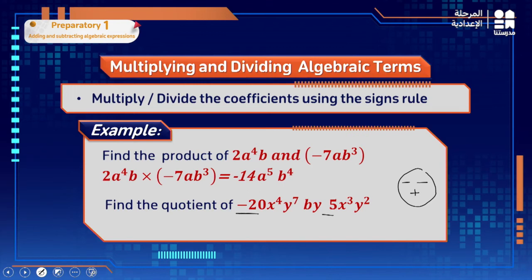X to the power of 4 divided by x to the power of 3. 4 minus 3 is 1. So it's x to the power of 1, which is x. And what about y? Y to the power of 7 and y to the power of 2. So 7 minus 2 is 5. So the final answer is negative 4x and y to the power of 5.